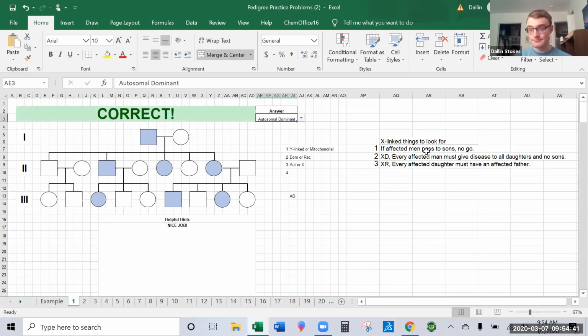Does that make sense? Let's try a little tougher one here. Number 2 is a little more tricky.